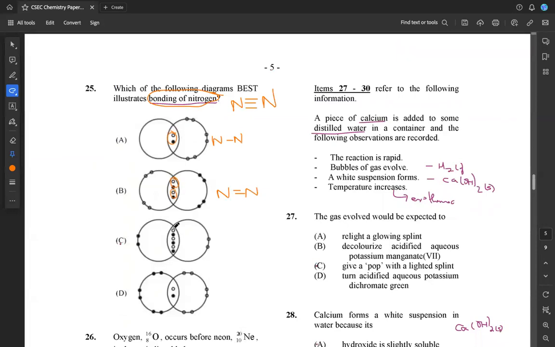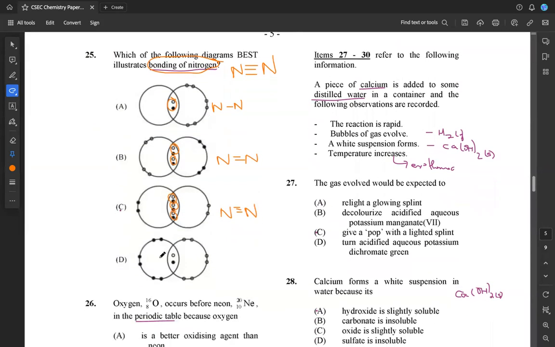And then in this case, we see that we have what? 1, 2, 3 pairs of electrons. So that's a triple bond, N triple bond N. And then down here, we see that we have an N single bond N again. So in this particular case, as we said, nitrogen bonds with itself in a triple bond form. So the answer for 25 is C. That's what we're looking for from the jump, okay? Okay, so 25 is C.